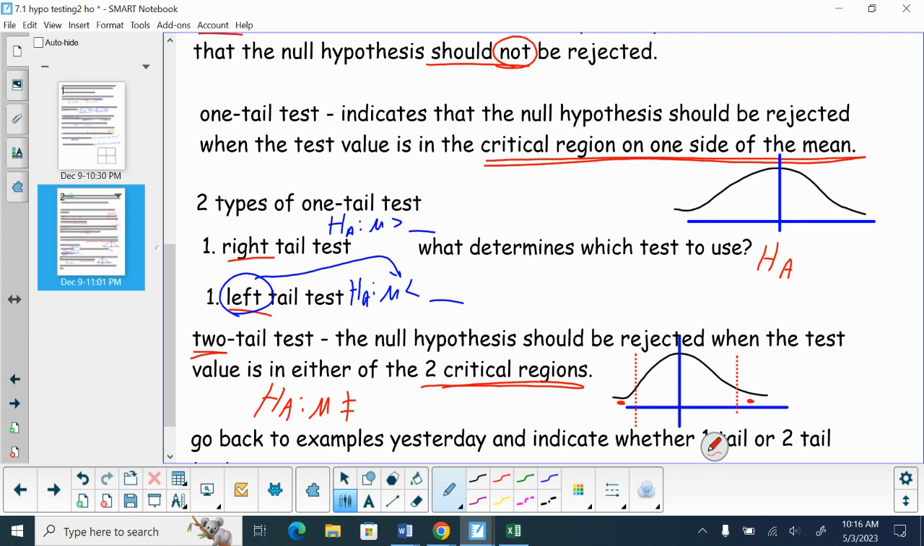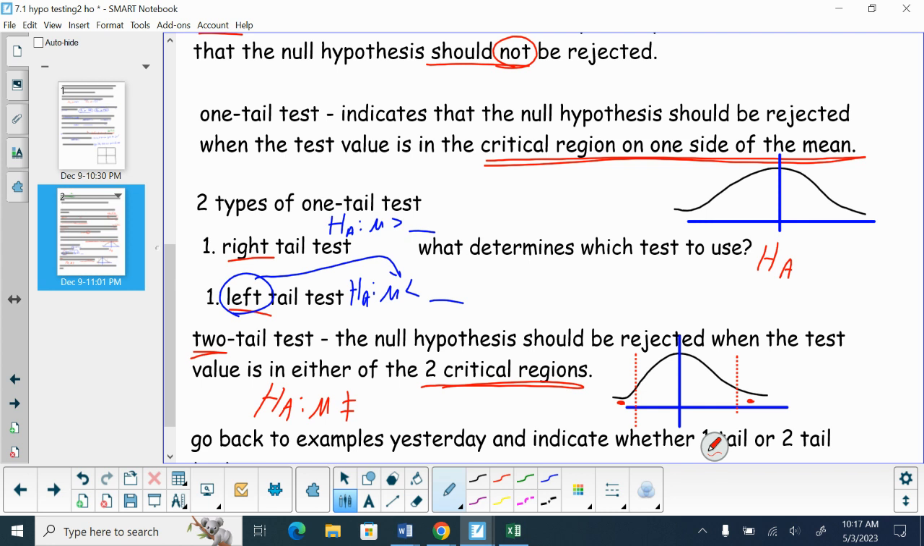So when you're looking, your key is your alternate hypothesis. Your key is your alternate hypothesis. When you go to your alternate hypothesis and look at that, it will tell you, is it left tail, right tail, or one tail, left or right, or two tail.